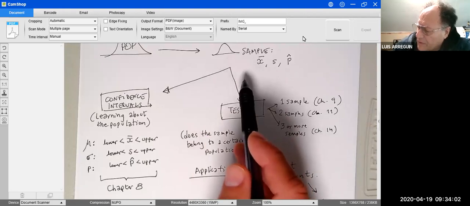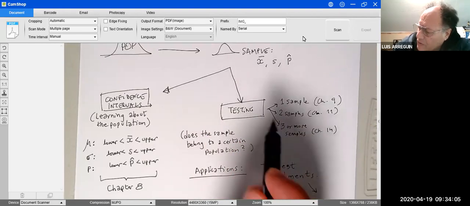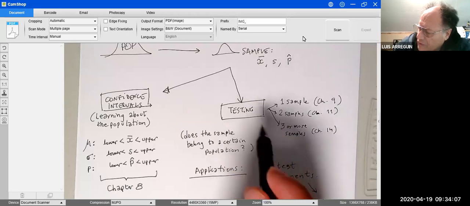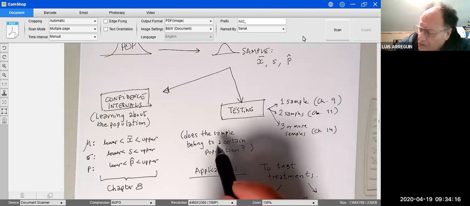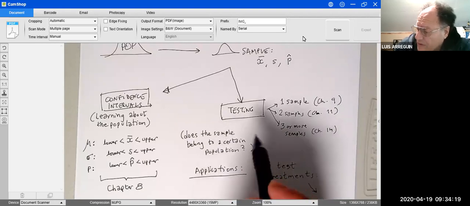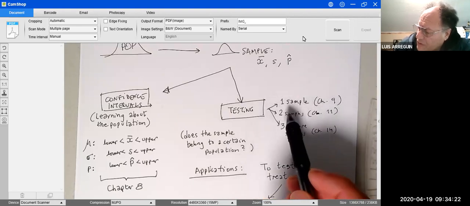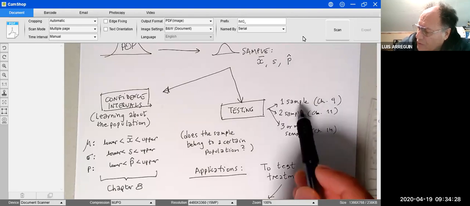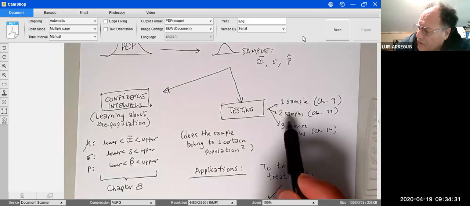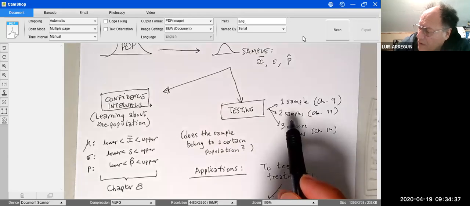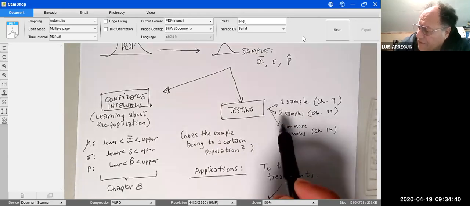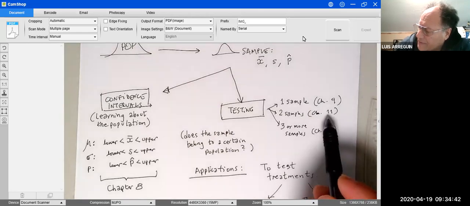Another purpose of collecting a sample is for testing. So testing is done just when you want to know about that sample being extracted from a certain population. So you want to know whether the sample belongs to a given population or maybe belongs to a different population. If you just work with one sample, that's something that we're going to cover in chapter 9. Just one sample versus the population. Or maybe you collect two samples and you want to know whether those two samples belong to the same population, or maybe one belongs to a different population. This is something that we're going to cover in chapter 11.